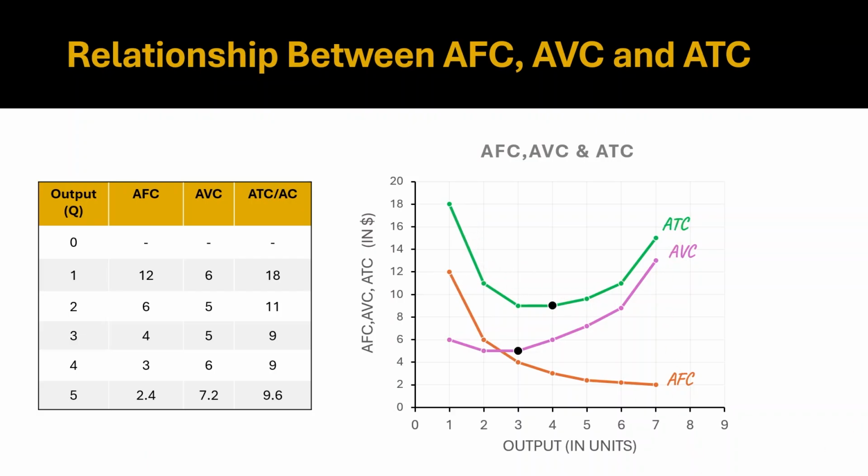There are few more important observations about these three curves which are regularly tested in exams. If you see, your AC curve or ATC curve will always lie above the AVC curve because AC at all levels of output will include both AVC and AFC. Also notice that AVC reaches its minimum point at a level of output lower than that of ATC because when AVC is at its minimum point, AC is still falling because of falling AFC.